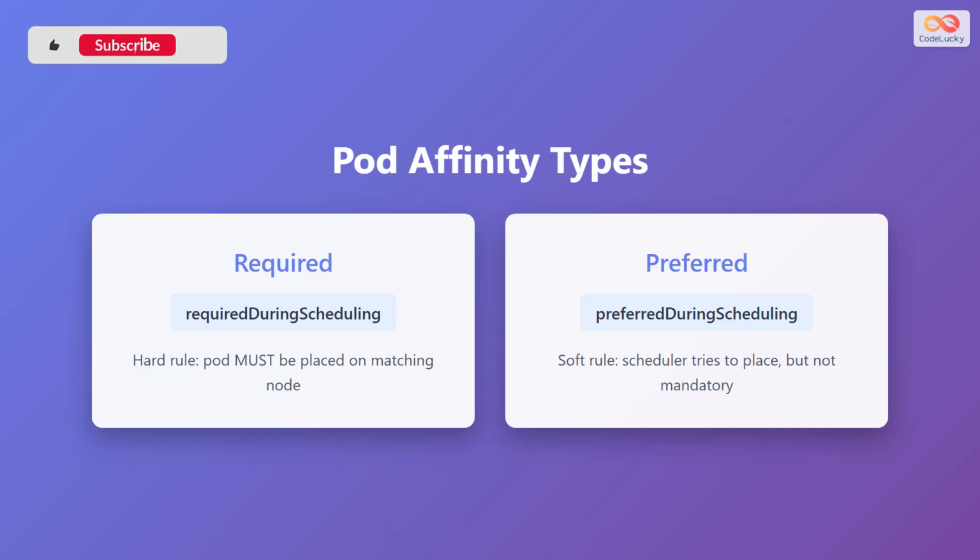Kubernetes offers two types of Pod Affinity rules. The required type, specified as requiredDuringSchedulingIgnoredDuringExecution, is a hard rule where the pod must be placed on a matching node or it won't be scheduled at all. The preferred type, specified as preferredDuringSchedulingIgnoredDuringExecution, is a soft rule where the scheduler tries its best to place the pod according to your preference, but if it can't, the pod can still be scheduled elsewhere.